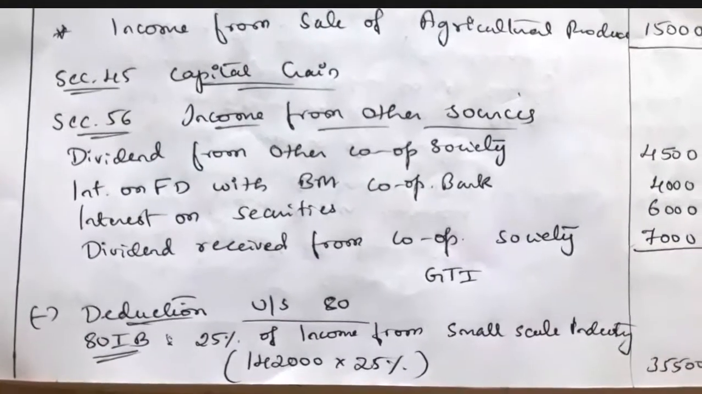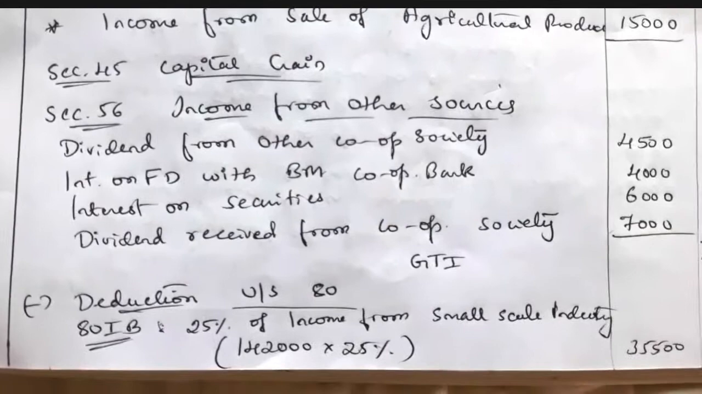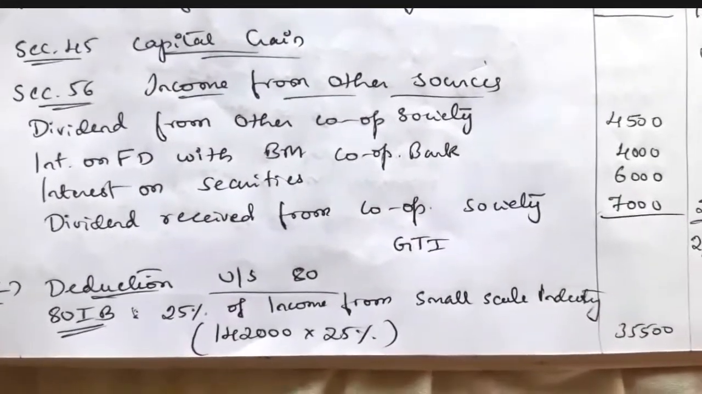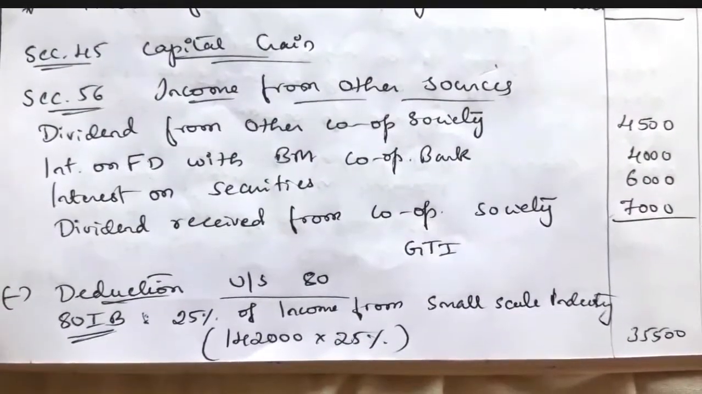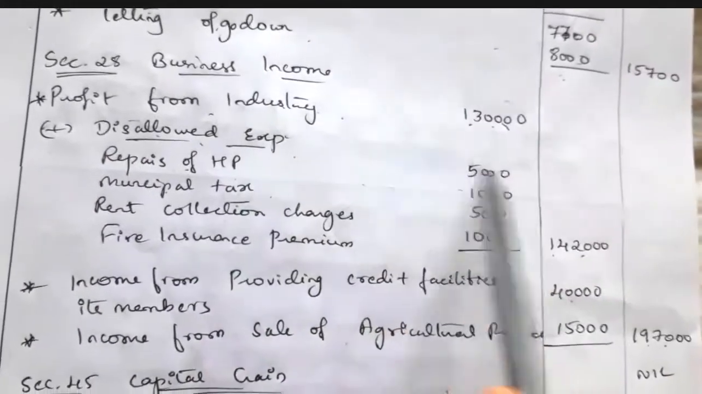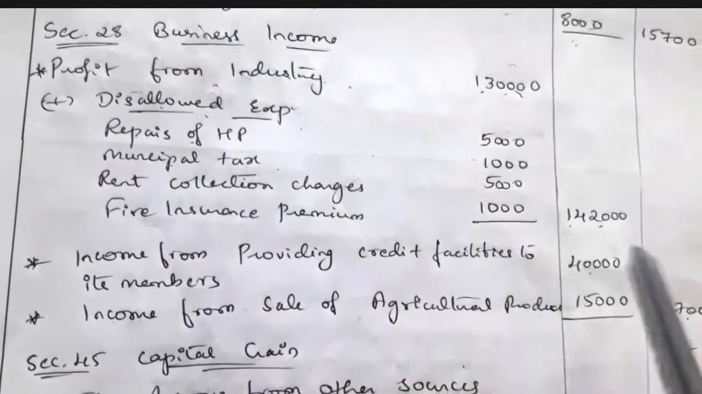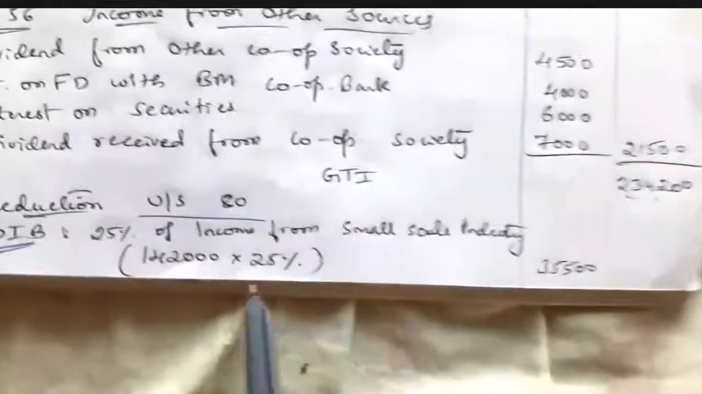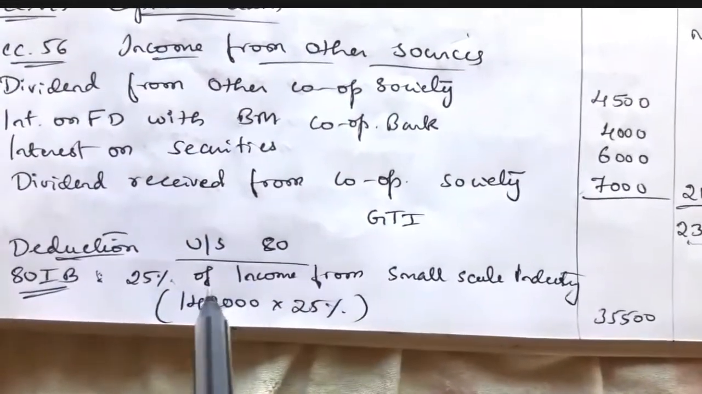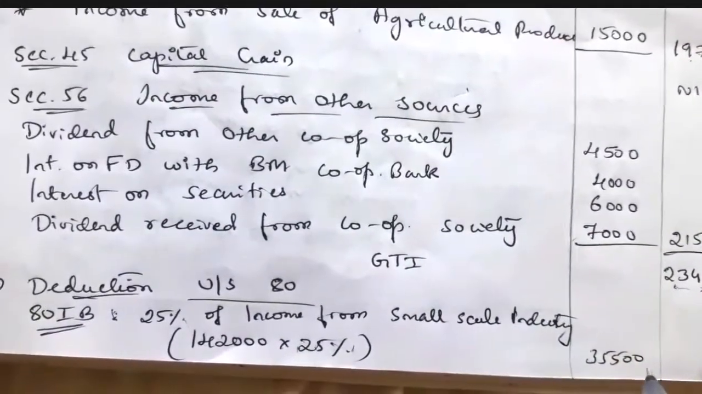Under that, the first deduction is 80IB. The 80IB deduction relates to the profit or gains of small scale industries. Here the deduction that can be claimed is 25% of the profit. The total profit from the business should be taken as 1,42,000 after adding back these expenditures, that is the taxable business income. On that income we provide the deduction of 25% of profit: 1,42,000 into 25% is 35,500.